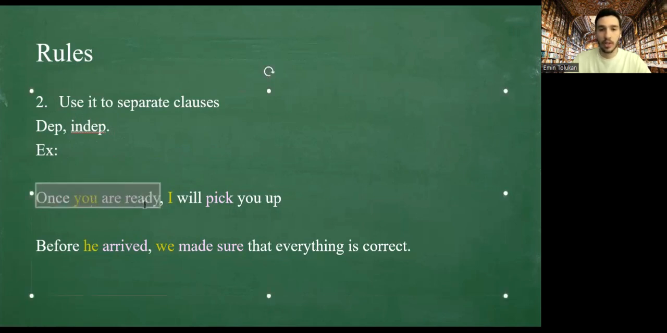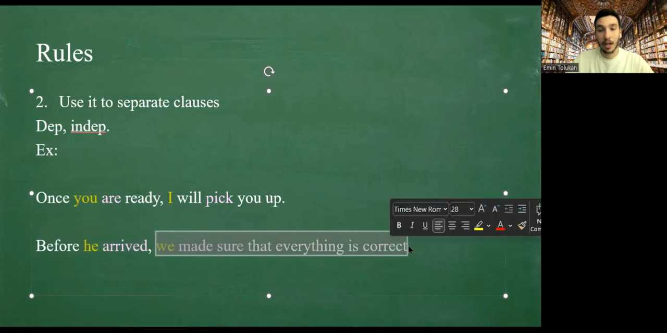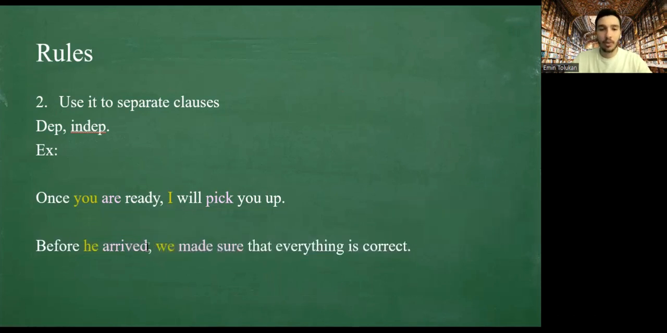Let's see. Once you are ready, I will pick you up. In this case, I need a pause. Once you are ready, I will pick you up. And since I paused while reading this out loud, I also need to pause while reading it on my own. So I need a comma here. Another one, before he arrived, we made sure that everything is correct. As we can see here, before he arrived is a dependent clause, because I can't just say before he arrived and everybody will understand me. But we made sure that everything is correct is a complete sentence. And so I combined a dependent clause with an independent clause, a complete sentence, and I did that with the use of a comma.